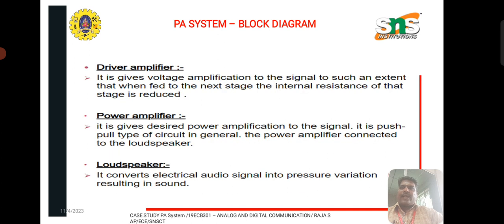Whatever amplification we need can be given by the voltage amplifier. The driver amplifier gives voltage amplification to the signal to such an extent that when fed to the next stage, the internal resistance of that stage is reduced. So the driver amplifier will increase the gain of each amplification stage. The next one is the power amplifier, which gives the desired power amplification to the signal. It is a push-pull type of circuit in general. The power amplifier is connected to the loudspeaker. Finally the loudspeaker converts the electrical audio signal into a pressure variation resulting in sound. Due to this loudspeaker only we are hearing the audio signal.